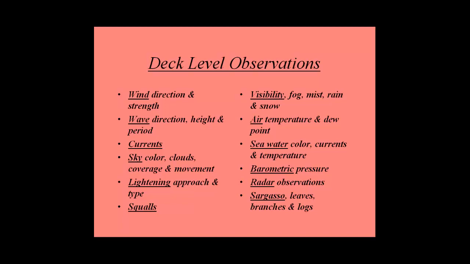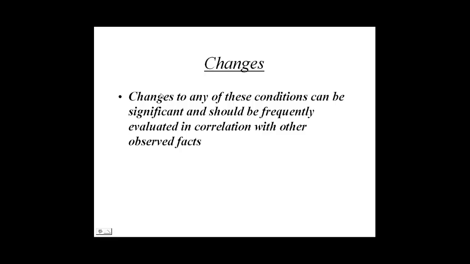Seawater color, currents and temperature. The barometer, what's the barometer doing? Rising, falling, steady. Radar observations. And the condition of the sea surface, that is, is there sargasso weed, leaves, branches, logs? These are all considerations that you take into account when you're sailing, and some of the things that you observe from the deck level. So let's take these one at a time and talk about them in a bit more detail.